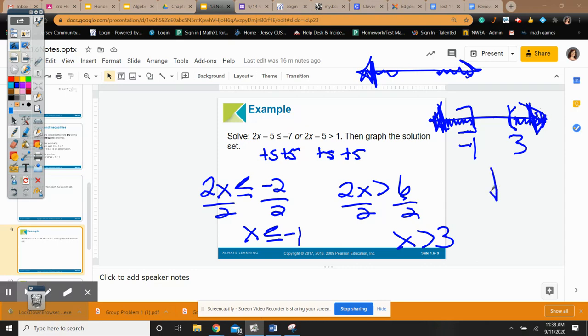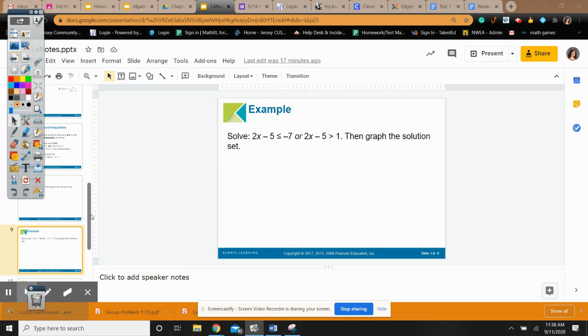If I was going to write it in interval notation, what is my picture? It's negative infinity to negative 1, and that gets a square bracket, not a parenthesis. Then comes the boat, the U, and then a parenthesis 3 to infinity. So that is an example of an OR graph.